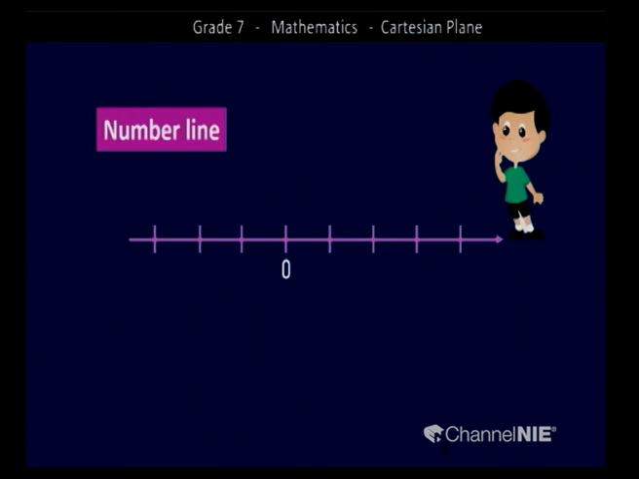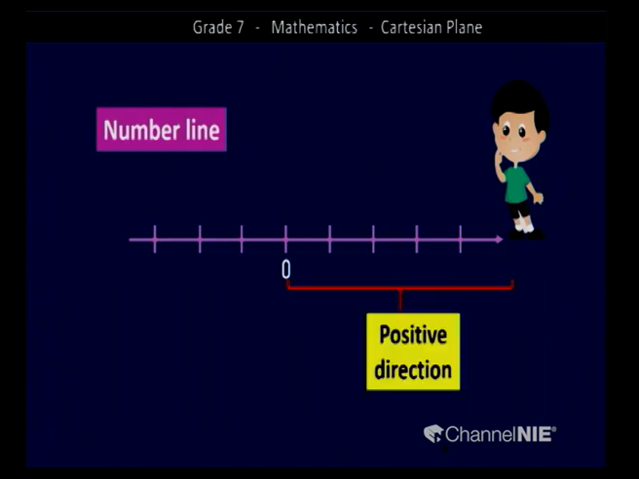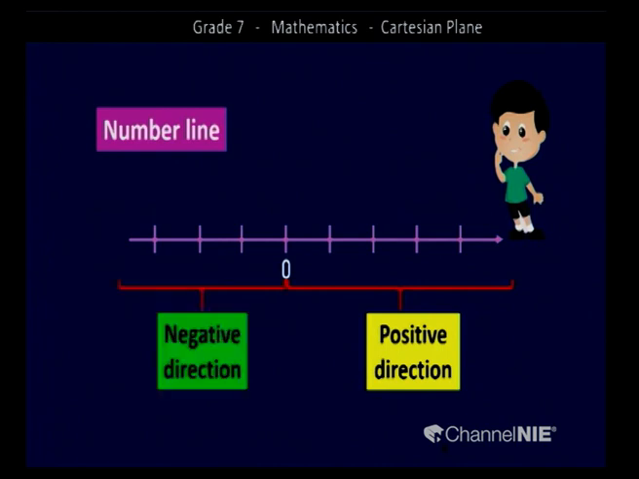So, after I mark 0, I can divide the number line into two directions. First one is to the right hand side from 0. That direction is called the positive direction of the number line. Then towards the left hand side of 0, you can say that is the negative direction of the number line. Once again, 0 is there, towards the right hand side you have the positive direction, towards the left hand side you have the negative direction.